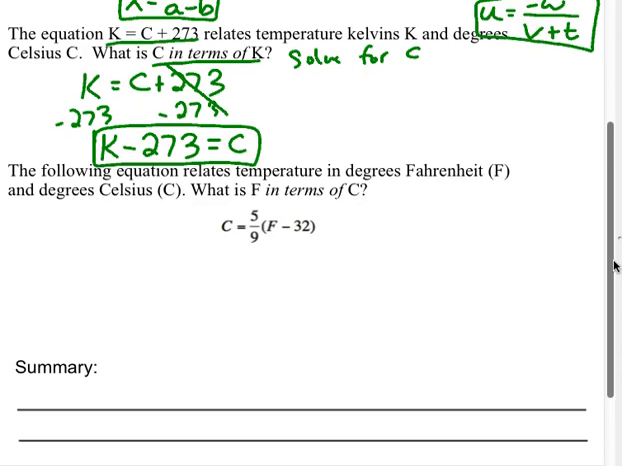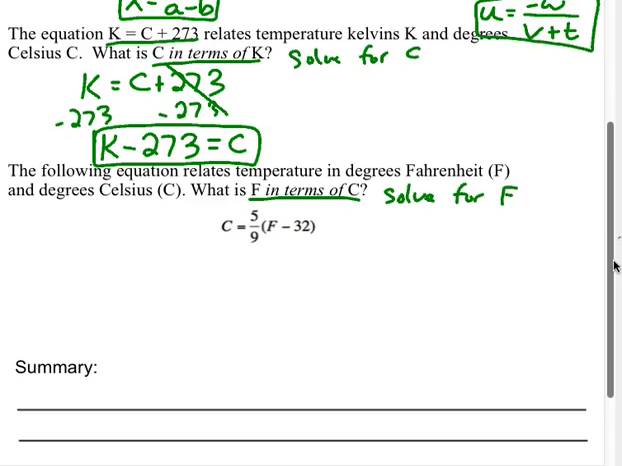Now, what about between Fahrenheit and Celsius? This one is a little bit harder, okay? So, let's talk about this, F in terms of C. Again, what that means is solve for F, because when you do, it's going to be in terms of C, all right? So I need to think of getting the F by itself.